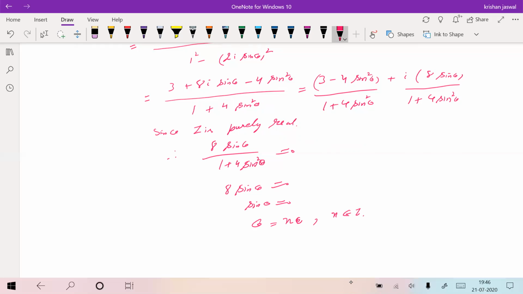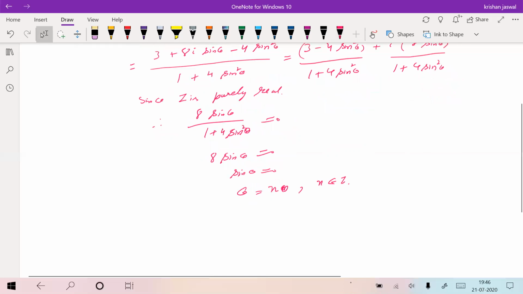Okay. This is the general value: sine theta is equal to 0 and theta is equal to n pi. We will do it in the trigonometry chapter.